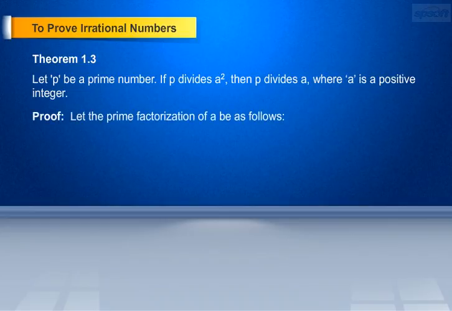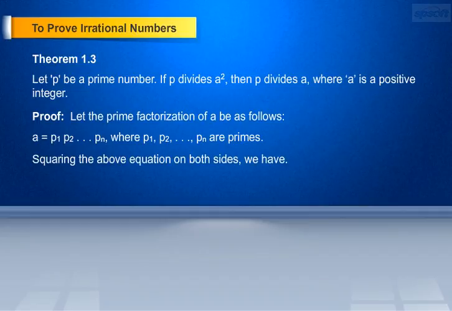Proof: let the prime factorization of a be as follows. a equals p1 into p2, and so on, pn, where p1, p2, and so on, pn are primes. Squaring the above equation on both sides, we have a² equals p1 into p2, and so on, pn, into p1 into p2, and so on, pn, equals p1², p2², and so on, pn².